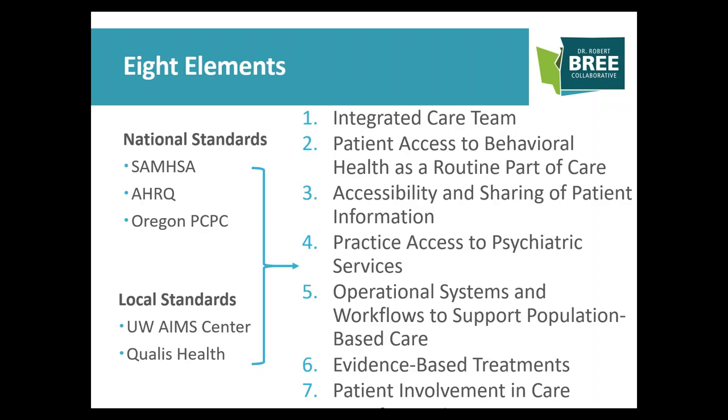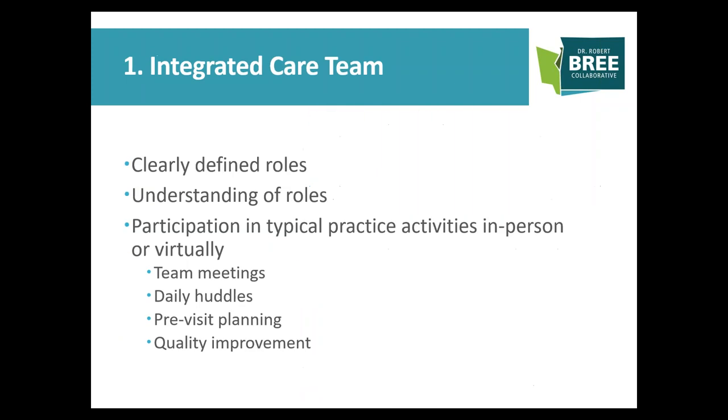Next slide. And then we developed these eight elements that you'll see here, and I'll go into more detail about each of these. And we based these off national and local work to define a working model for integration. So this is based off the chronic care model, patient-centered medical home, the AIMS Center, collaborative care model, primary care behavioral health, and others in our state and around the country. So our elements are meant to be pragmatic, they're based in evidence, and they're built by our community. And most of all, they're really meant to be useful to the community. Next slide.